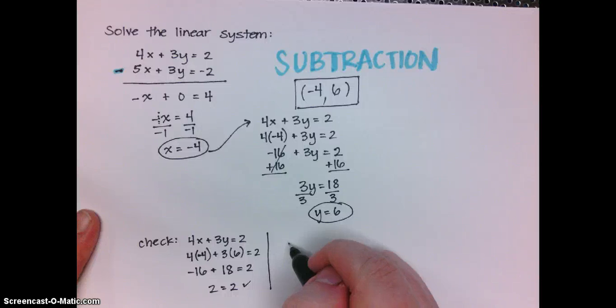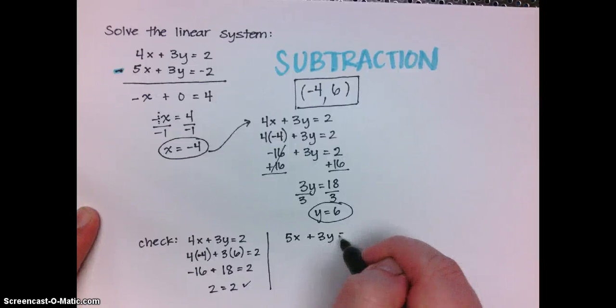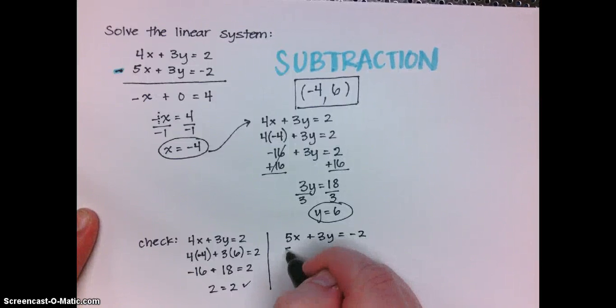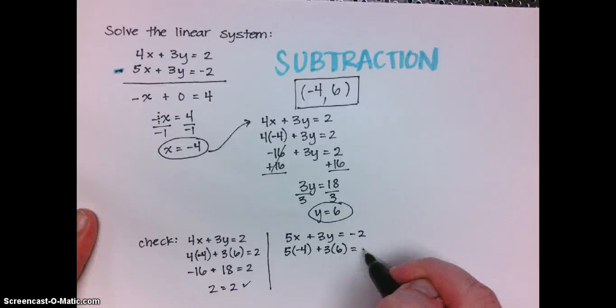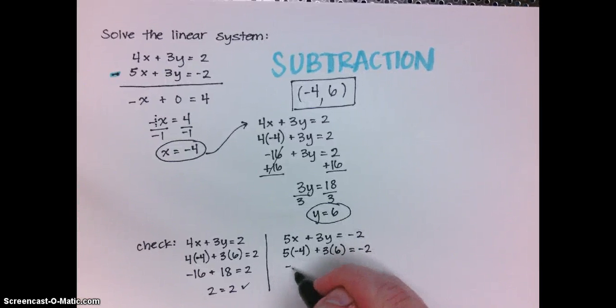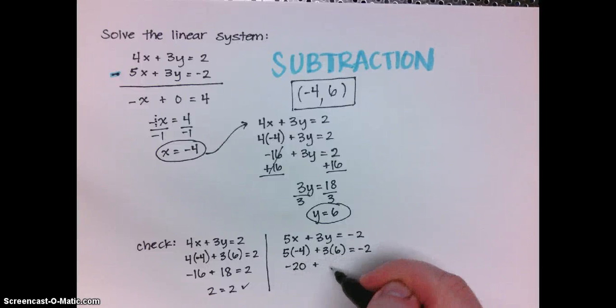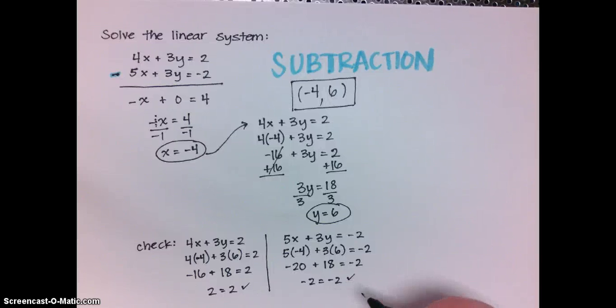On my right-hand side, I'm going to do the second equation. It was 5x plus 3y is equal to negative 2. Let's plug in. The x is negative 4, and the y is positive 6. Let's see if that is going to be equal to negative 2. 5 times negative 4 is negative 20. 3 times 6 is 18. Negative 20 plus positive 18 is negative 2. So it's the same on the left and the right-hand side.